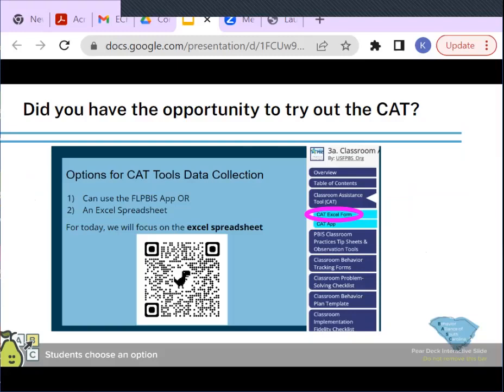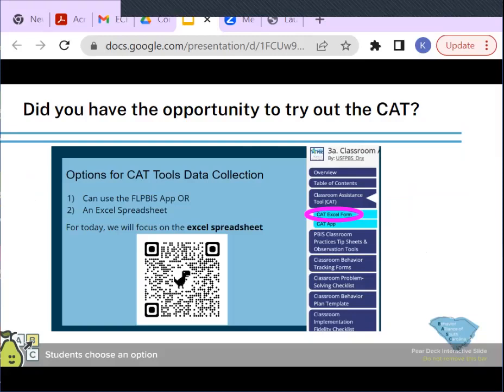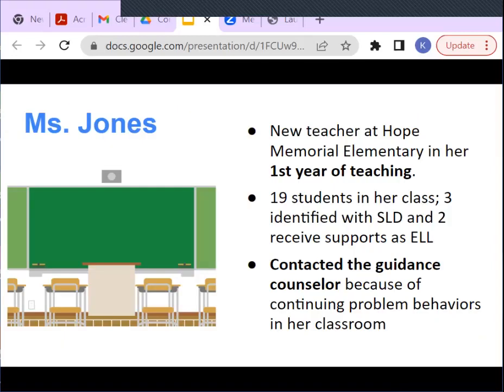So in thinking forward about how to use those data, I'm wondering if you've had a chance to look at the classroom assessment tool, if you've had a chance to actually use the assessment tool with someone. If you haven't, here are some links so that you could get that tool and become more familiar with it in the future. But for today, I'm going to share with you a scenario, and that will allow us to demonstrate how to use results from that tool.